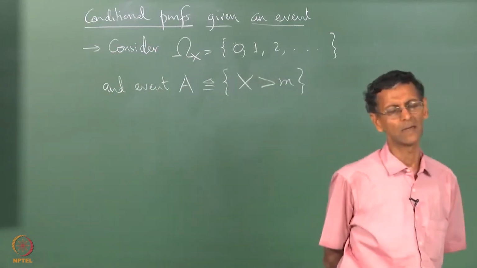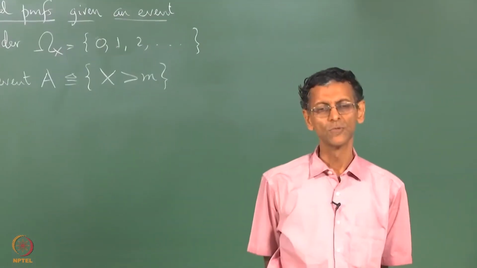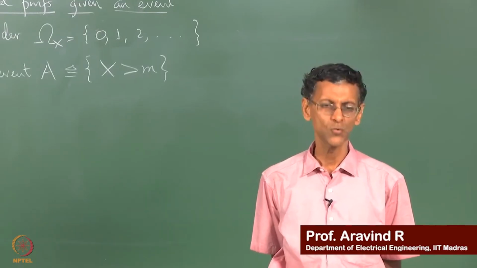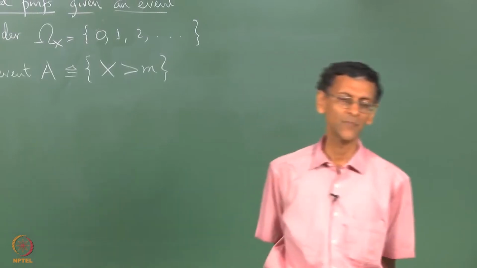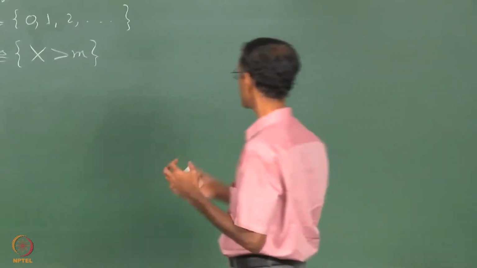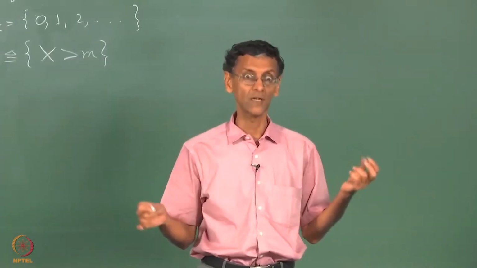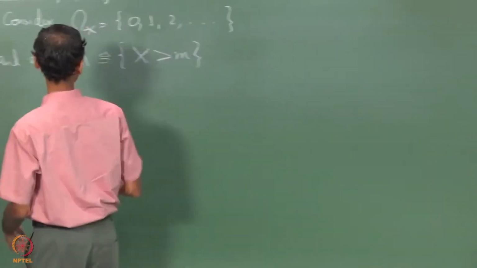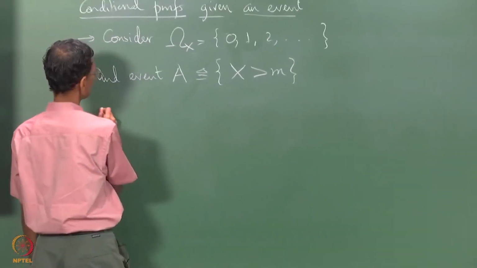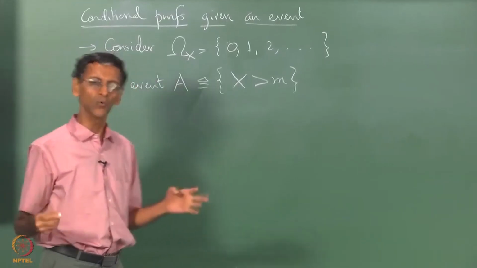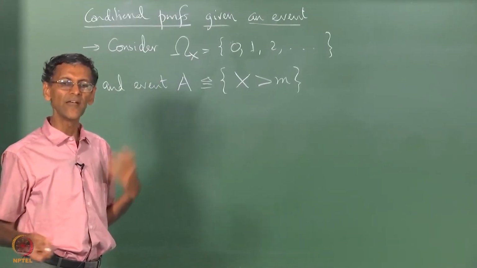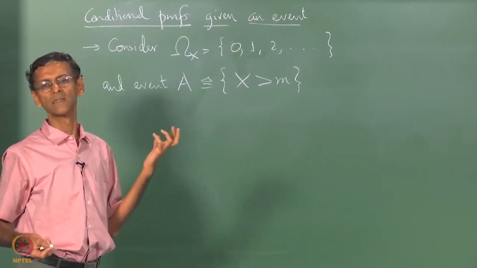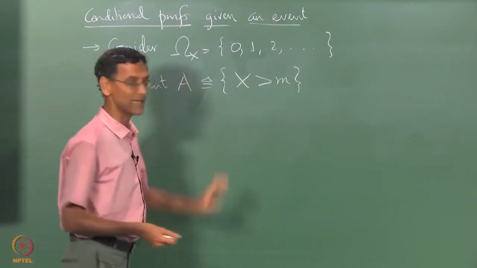Whatever we are saying here can easily be extended to arbitrary events of the type a less than x less than b and so on. I am just doing it for x greater than m because I need to take some concrete example and I do not want to just do it in very general terms. So I have this event A, x greater than m, and we are interested in finding how the probabilities of x vary given the additional information that x is greater than m, that is, this event A has in fact occurred.